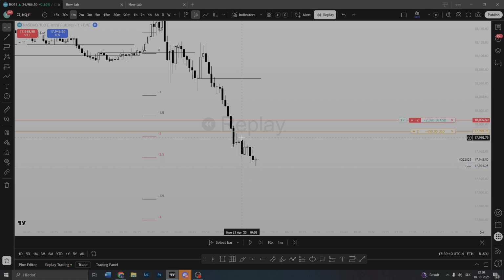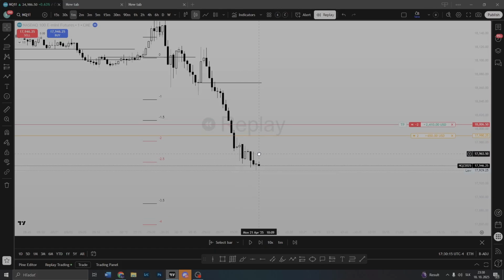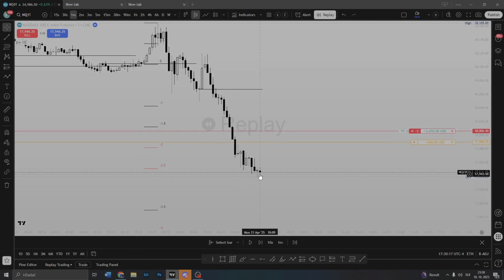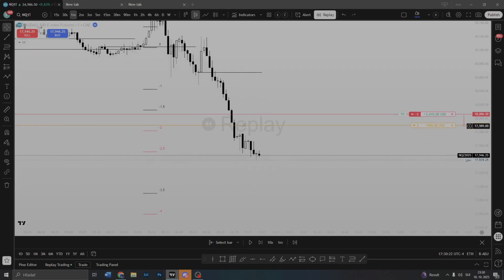What I'm seeing right now, we are kind of building LR on the highs. So what can happen? We can just print one FU candle to the highs and then run it back. So maybe we'll get stopped out after all.